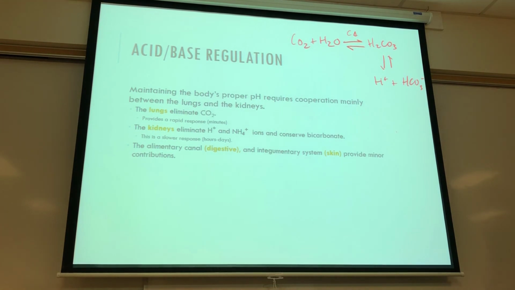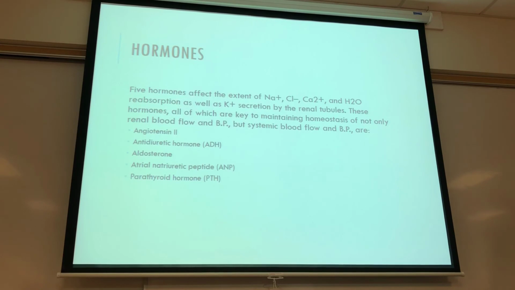Now, the digestive system and the skin also help as well, but not to the biggest extent. The fastest response is our lungs. So acid-base regulation, a lot of that takes place in our lungs. And again, all through excess CO2.